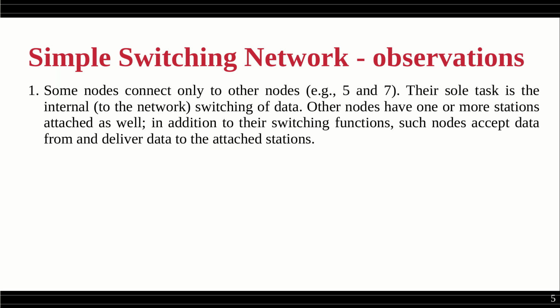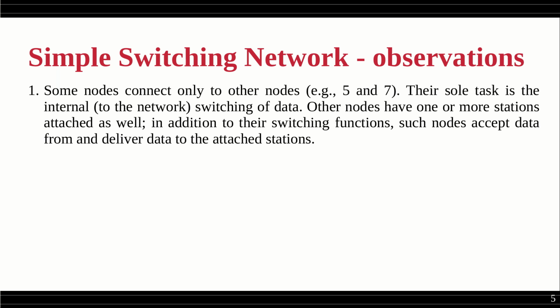So, some more observations here. Some nodes connect only to other nodes. For example, if you refer to the figure, you can see that nodes 5 and 7 are not connected to the end system. Sometimes the switching nodes are connected only to other switching nodes, and they are used exclusively for the routing or switching purpose. And some nodes are connected to the end stations, some kind of terminal switches. Their sole task is the internal switching of data, because they are not connected to any terminal end machines. We are deploying them exclusively for the routing purpose.